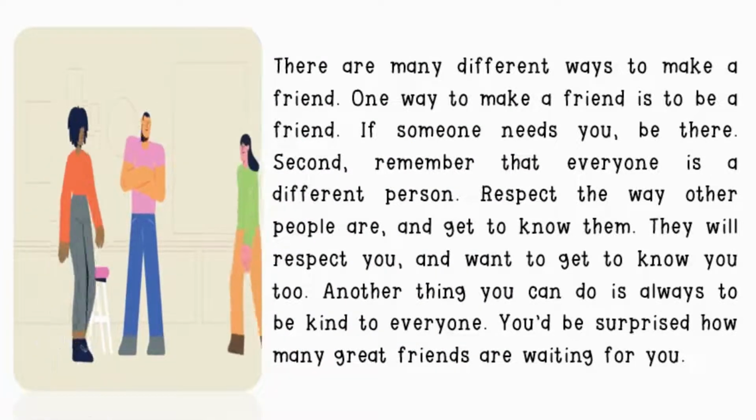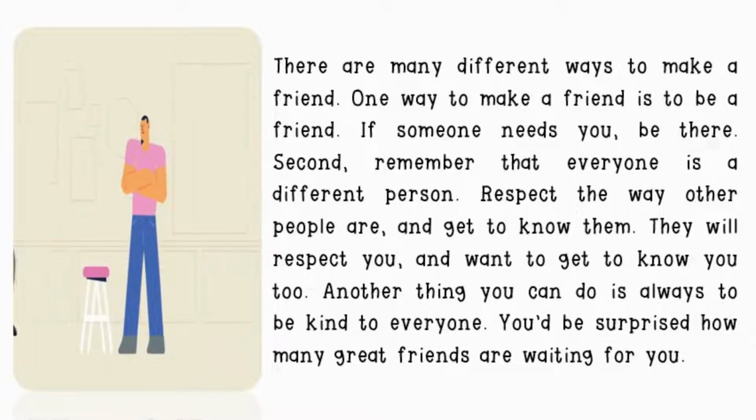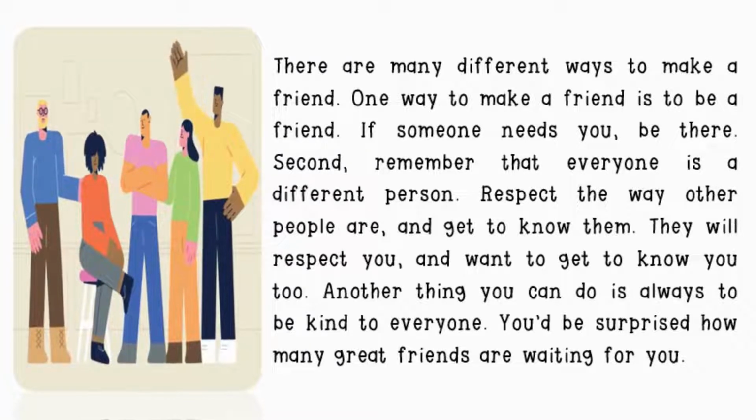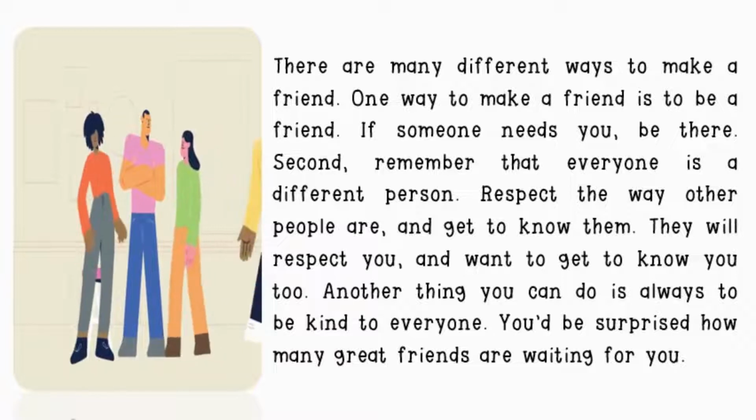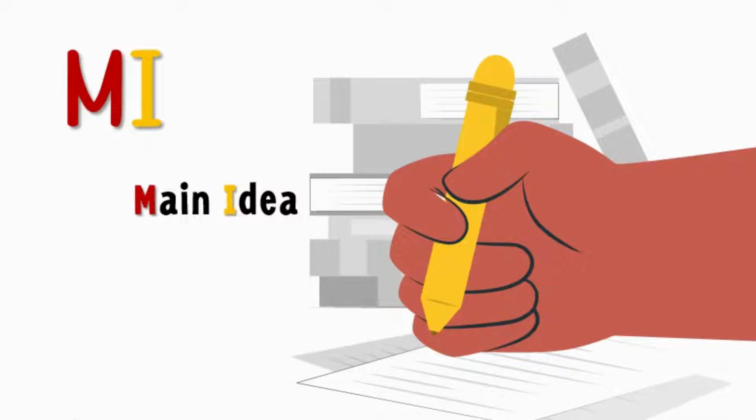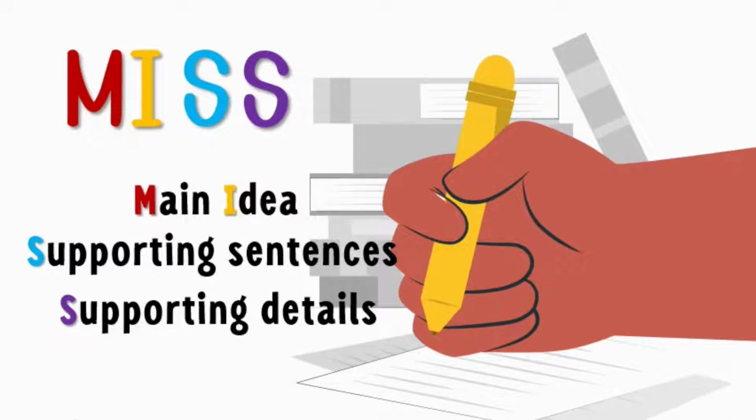Okay, so this is a short passage that we will use to practice creating a mind map. Just pretend that we have already read the passage. Now let's go to how to create a mind map. So everyone, there are 2 approaches that I usually use for creating a mind map. The first one is MIS. What does MIS stand for? MI, main idea. S, supporting sentences. And the last S is supporting details. So finding the main idea, supporting sentences, and supporting details will help us to create a mind map.